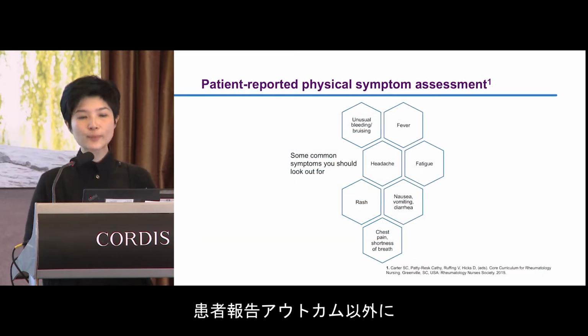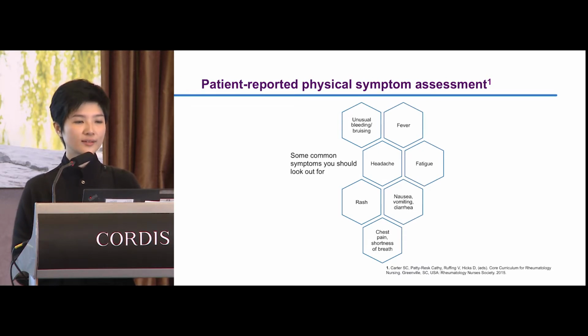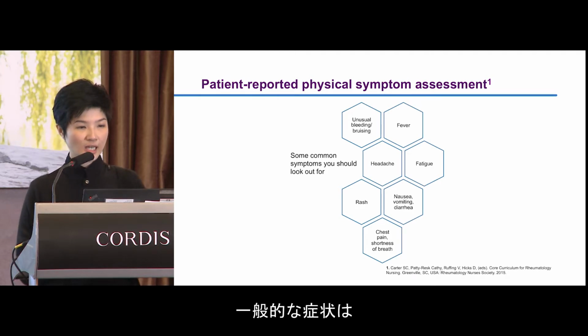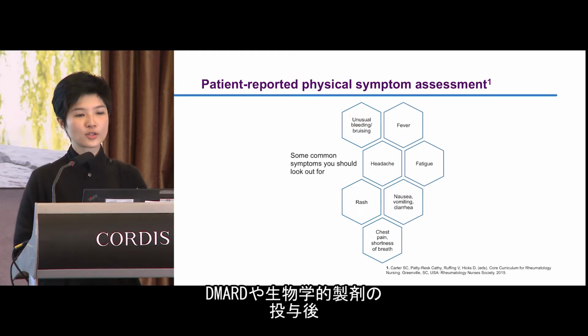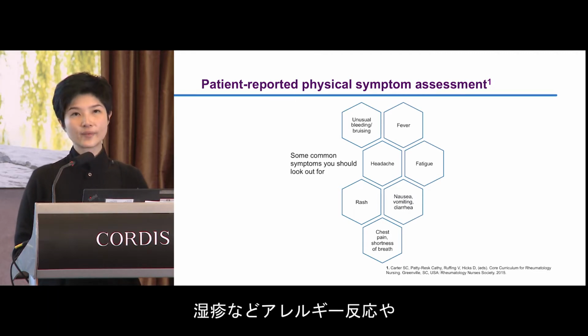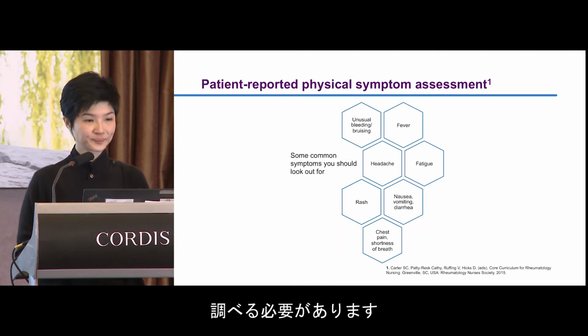Apart from patient-reported outcomes, some patients will report physical symptoms to us. So we need to be alert, and there are some common symptoms we should look out for during clinic visits, like unusual bleeding and bruising, especially after patients have been on DMARDs and biologics. Also any signs and symptoms of infection like fever and headache, any allergic reactions like rashes, and any GI upset and chest symptoms after all these therapies.